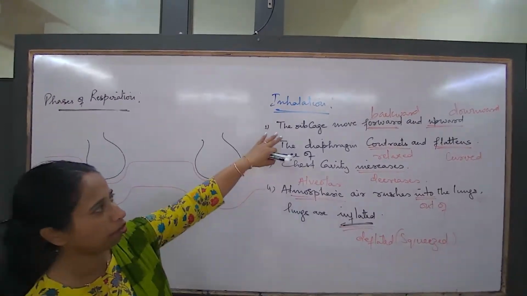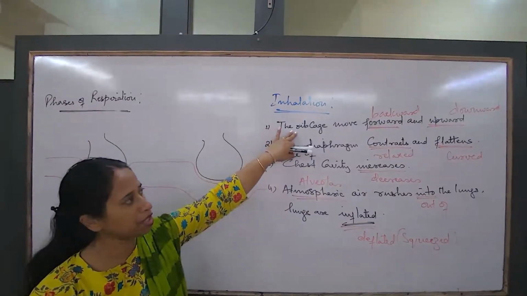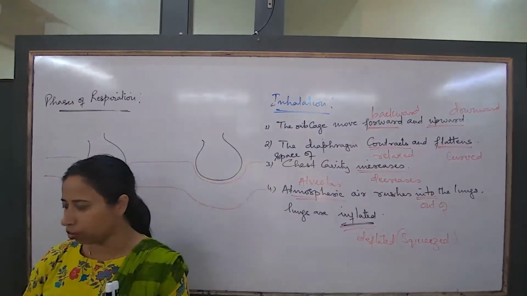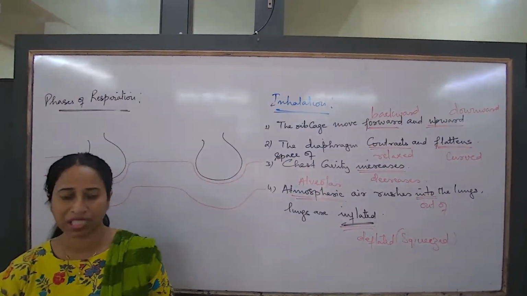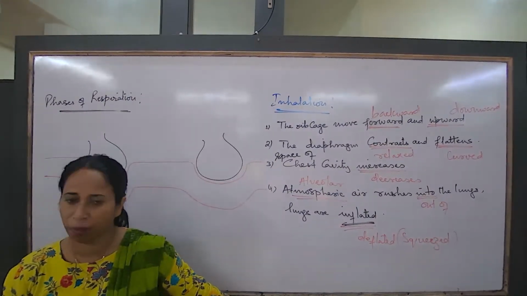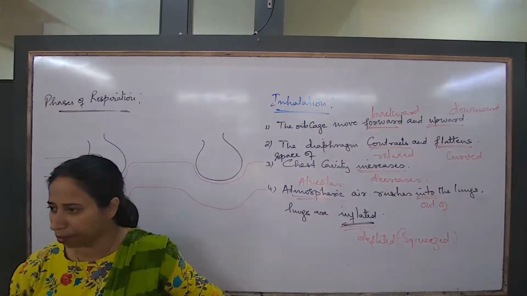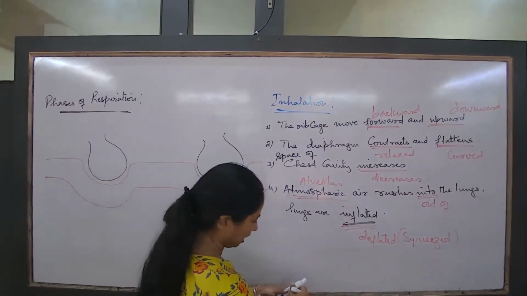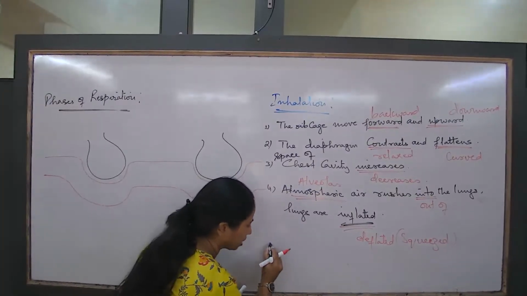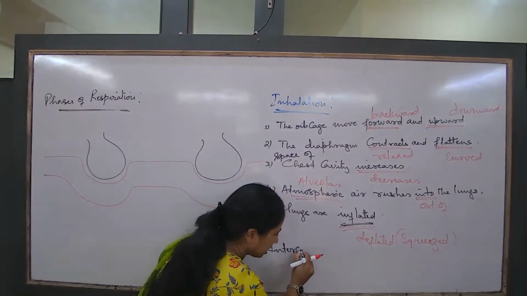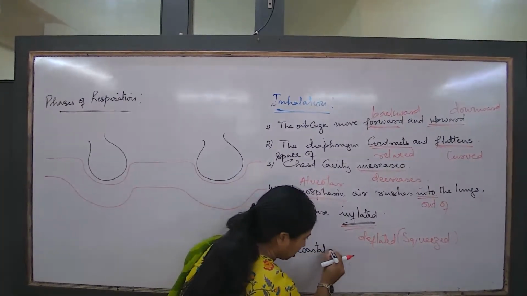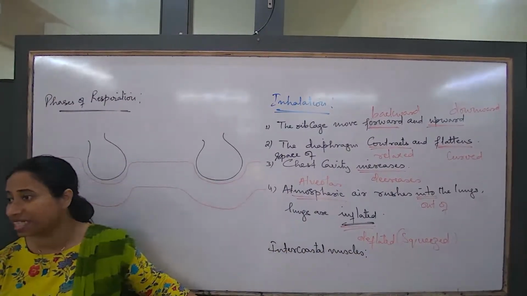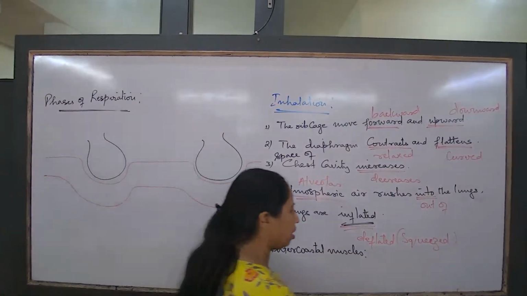Same like that, the ribs moving forward and upward, or backward and downward, is also brought about by certain muscles. The names of the muscles are mentioned in your book. So only that name you'll have to remember. What are those muscles known as, the type of muscles attached to the bones, to the ribs? The muscles are known as intercostal muscles.